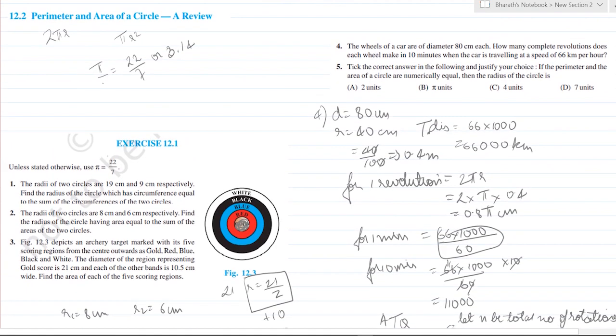Here, take the correct answer in the following, then justify your choice. The perimeter of a circle is equal to its area. Here, 2 pi r is equal to pi r square. Given area is equal to circumference. The circumference formula is 2 pi r and area is pi r square. So pi cancels, r cancels, square cancels, r is equal to 2. So our option will be 2 units.